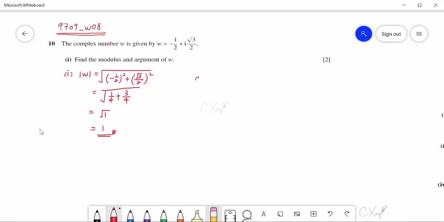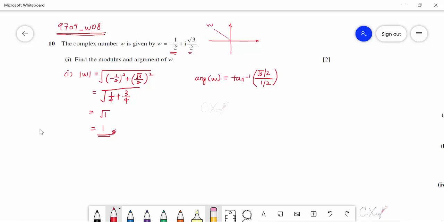And now we are going to look for the argument of w. For the argument of w, it will be tangent inverse of y over x, so square root 3 over 2 divided by 1 over 2. I would like to figure out which quadrant this complex number belongs to. If you roughly draw and look at the value, you have negative half plus square root 3 over 2 i, so w should be somewhere here in the second quadrant.